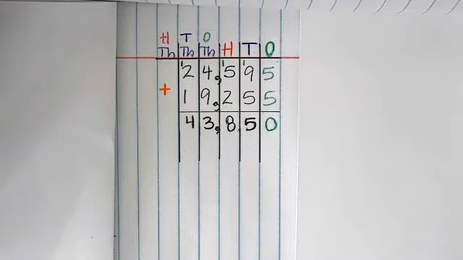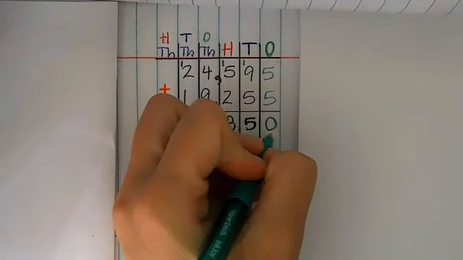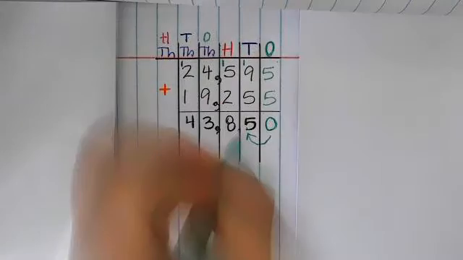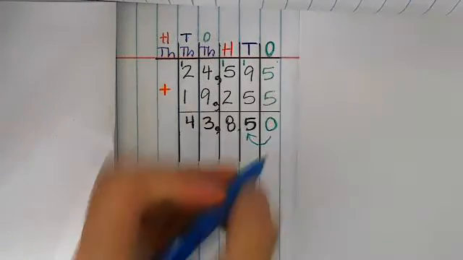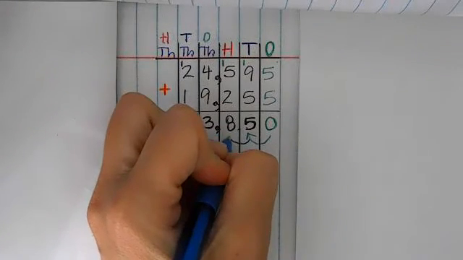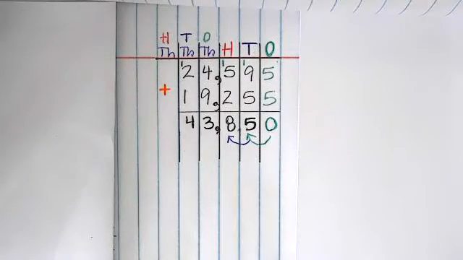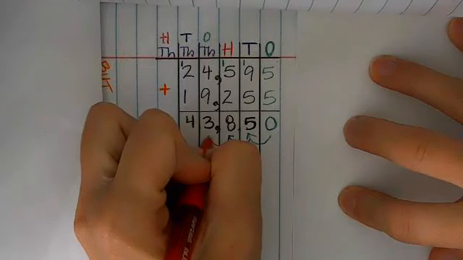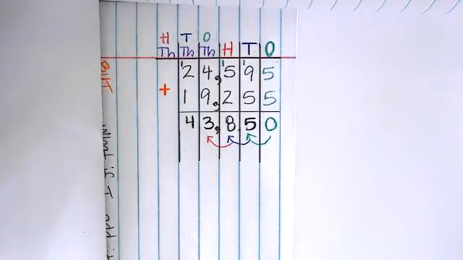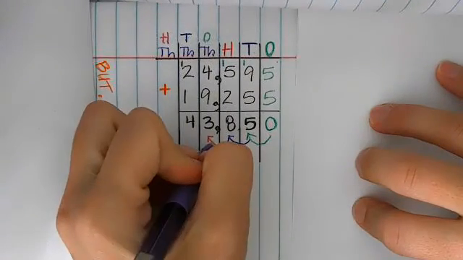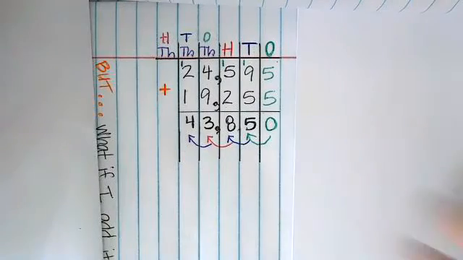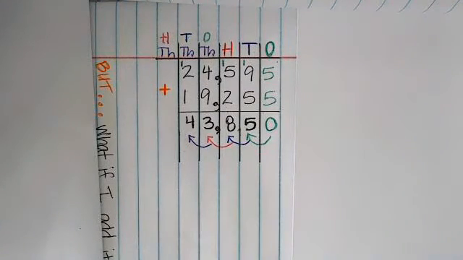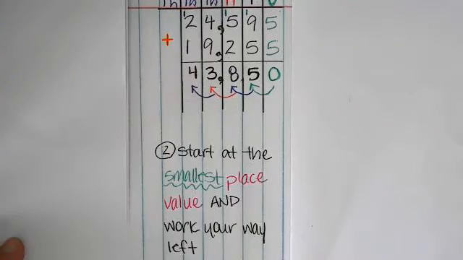So I want to keep that in mind, that once I finish here, I move here. Once I finish at this spot, I go from here and I go this way. Once I finish in the 100 spot, I move to the left to the 1000 spot. And once I get from the 1000 spot, I move to the 10,000 spot, and so forth. So step 2: start at the smallest place value and work your way left, like I showed using the arrows.